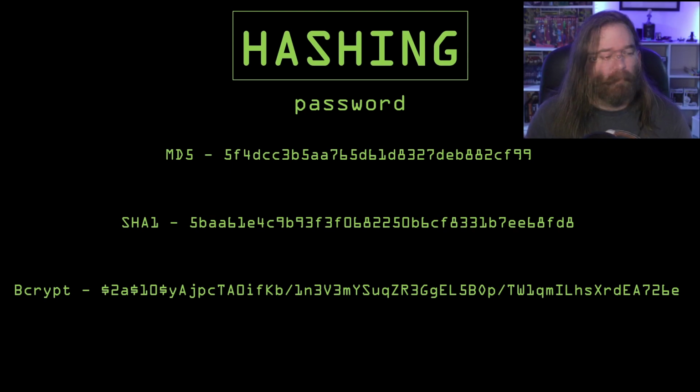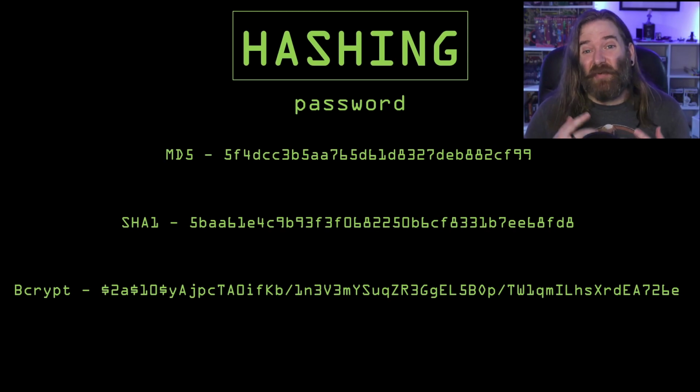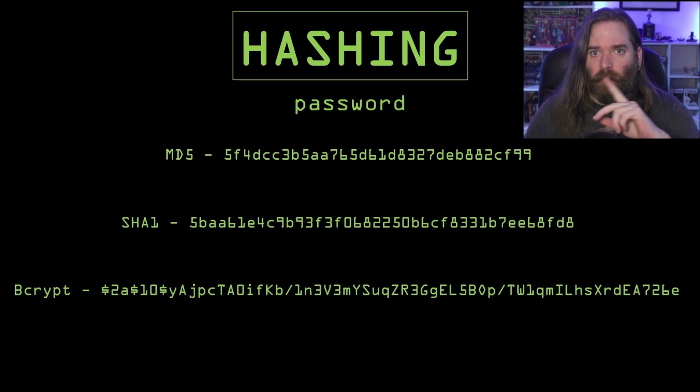So if we can't undo a hash, then what is it that things like Hashcat and John the Ripper are actually doing? Well, they're not actually cracking hashes. What they're doing is they're comparing hashes, just doing it very, very quickly. Let's take a look.